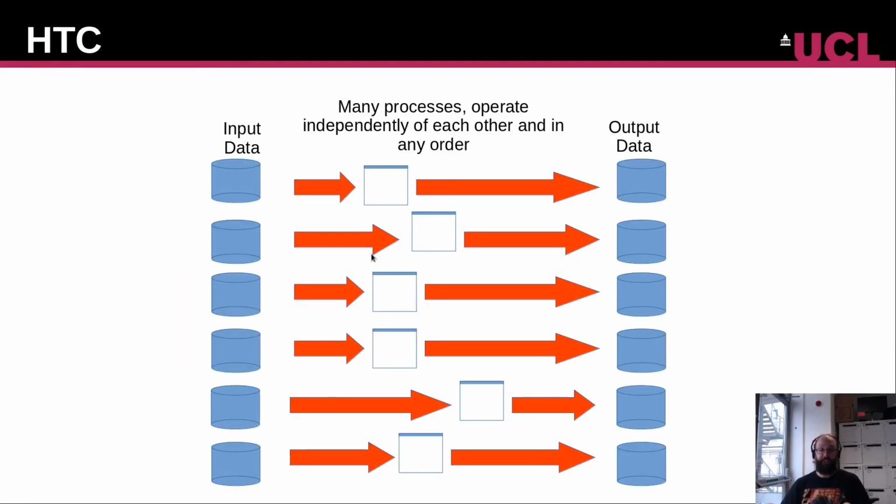High throughput computing, on the other hand, you have lots of input data, you have lots of independent tasks, and it doesn't really matter what order they run in. If task 7 runs before task 6, it doesn't affect the output, right? These are completely independent workloads.